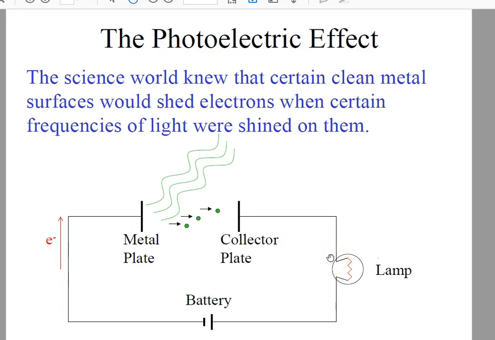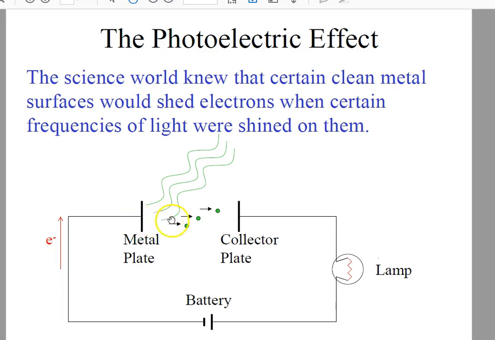All right, again, what in the world does that have to do with the atom? I thought we were talking about the atom. Okay, so here's where we're going to start talking about how that's related to the atom. So in the science world, they knew that certain metals would shed their electrons if you shine a certain frequency of light on them. Okay, so you've got light coming in, that's the green arrows you see here, and that's going to create the shedding of electrons.